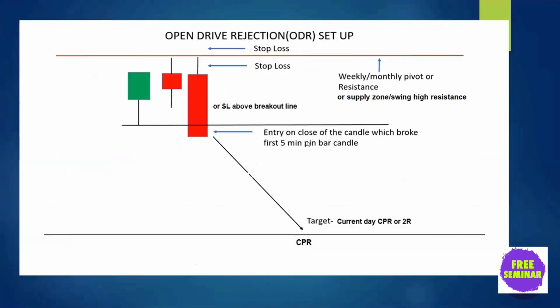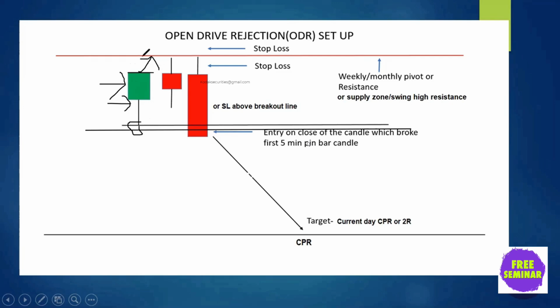Now let us discuss the next pattern, called the ODR pattern, or open drive rejection pattern. This pattern looks a little like the OD pattern, because it happens outside the previous day high, with a bullish candle closing above the previous day high. Sometimes it may have support also, but the fourth criterion I said is that the candle should have room to move. Normally you will not see any room.